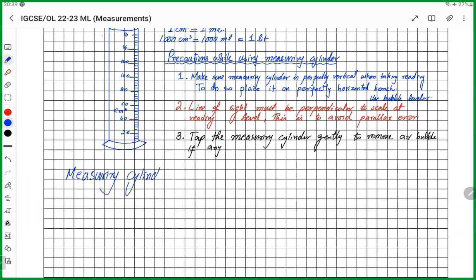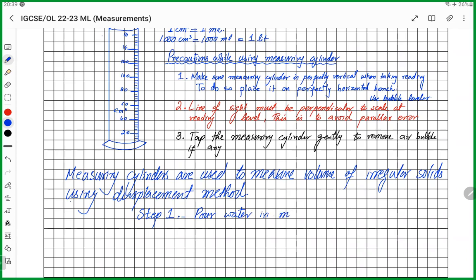Measuring cylinders are used to measure the volume of irregular solids using the displacement method. Step 1. Pour water in the measuring cylinder and note its volume.